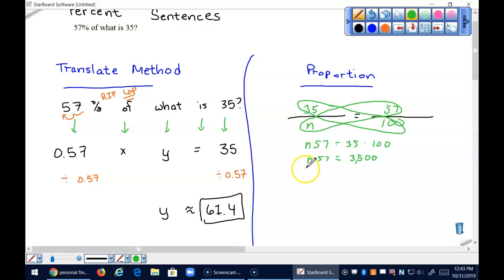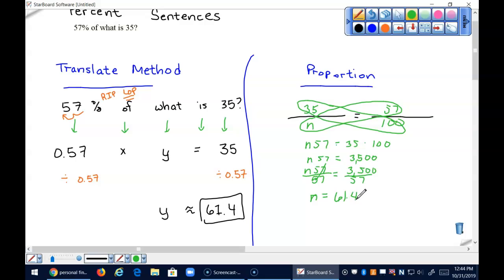And, sorry, N 57 over 57, because what you do to one side, you want to do to the other. Fancy terminology. 57. So then just get rid of those. So it's 3,500 divided by 57. Should I write that? Okay. Equals 61.4.